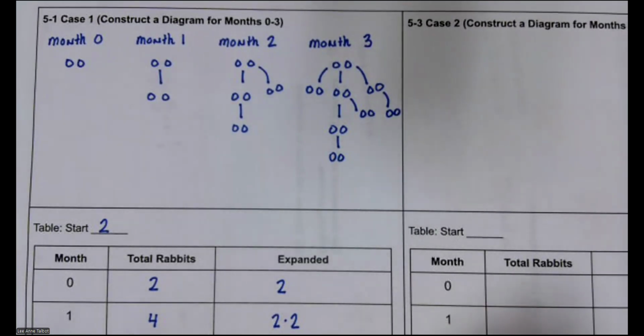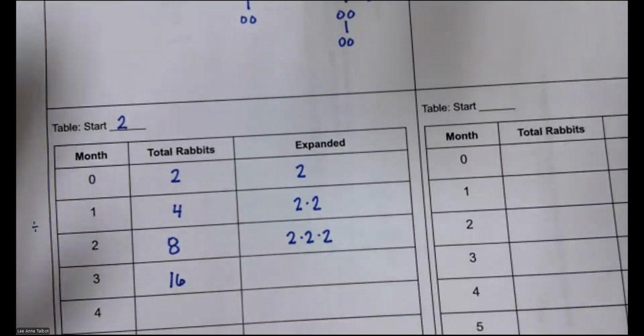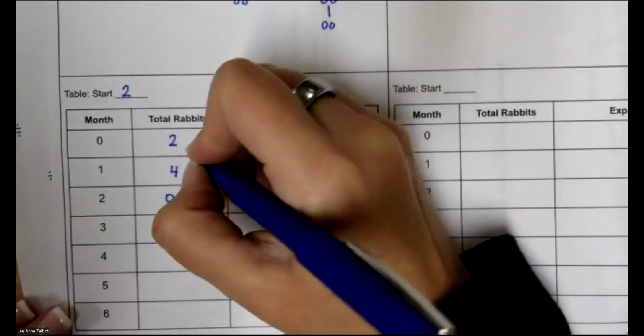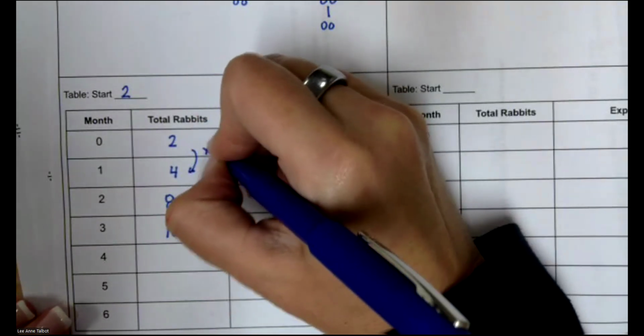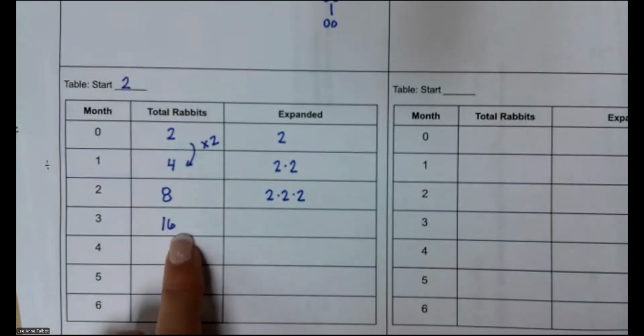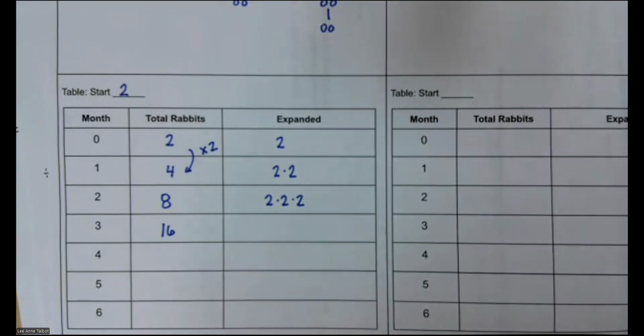Okay, how many total are there though? 16. Okay, so do we need to keep drawing? Not really, because we're smart people. So we've noticed there's a pattern. The pattern is times 2 each time. And you can tell from this, and you can tell from the fact that I'm putting another times 2 on here each time.